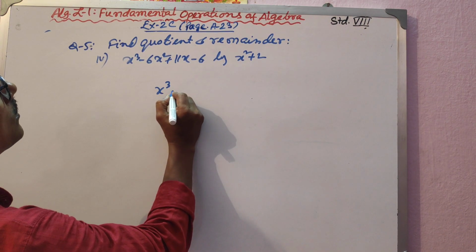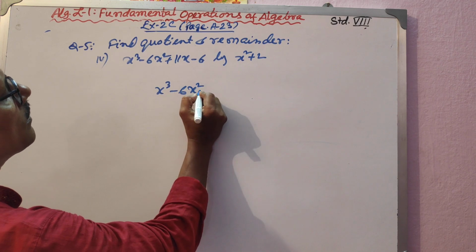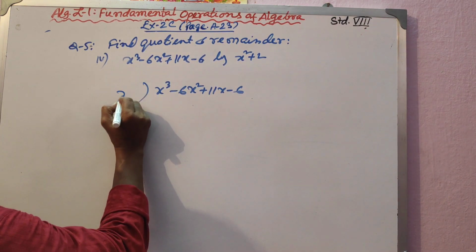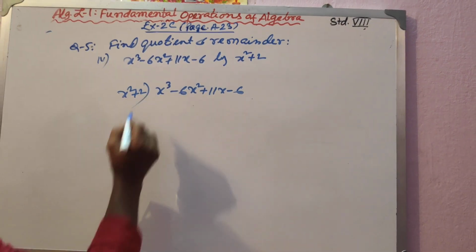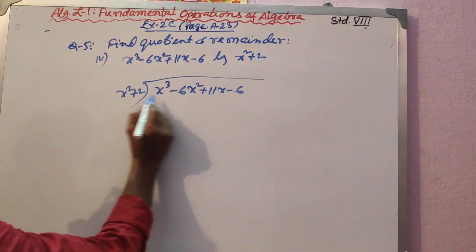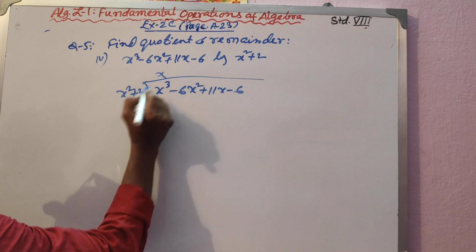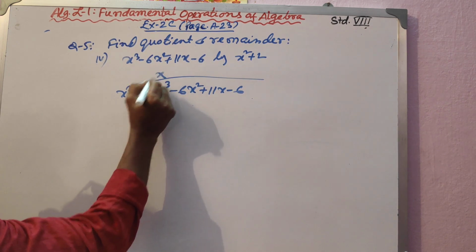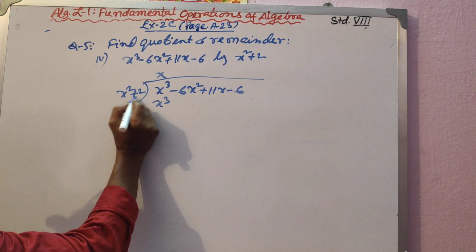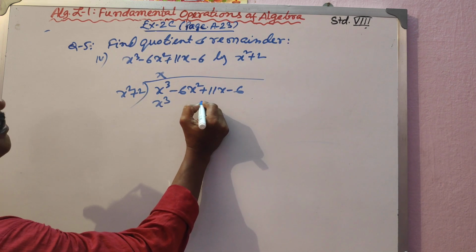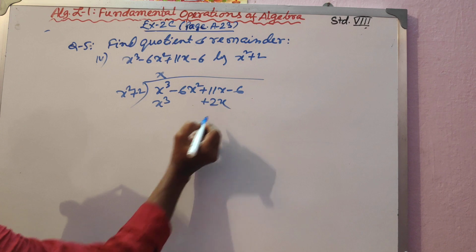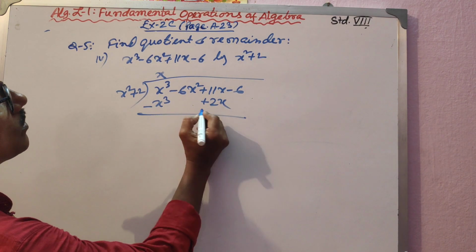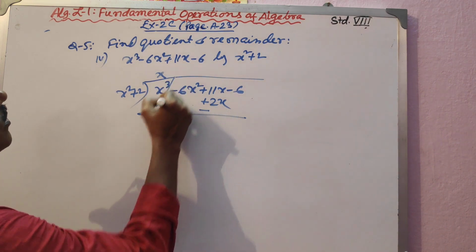x cube minus 6x square plus 11x minus 6 divided by x square plus 2. What will you do? Multiply to get x cube with x square, x only. So x will be multiplied, so x cube. Now x will be multiplied with the other term also, as many terms of the divisor, that is 2x. 2x will be written here only because it is below the like term. Now do the subtraction. This will be minus sign. This will be cancelling.